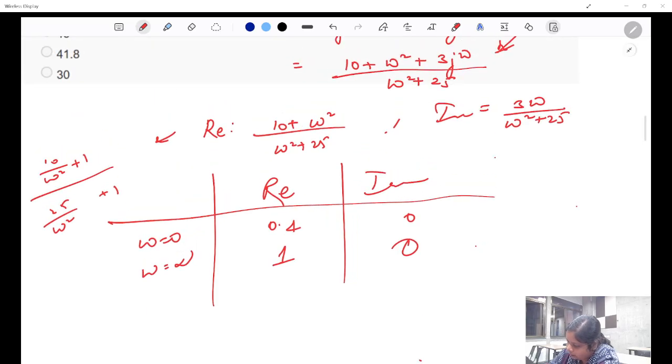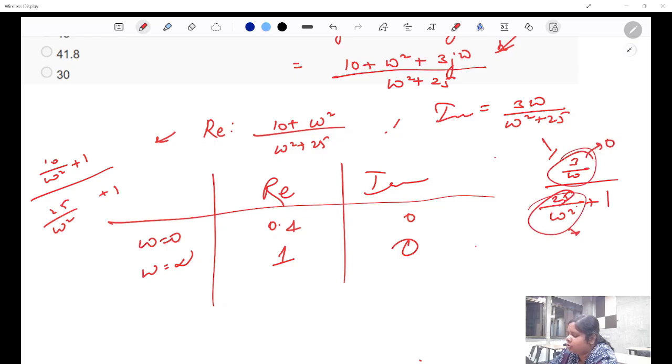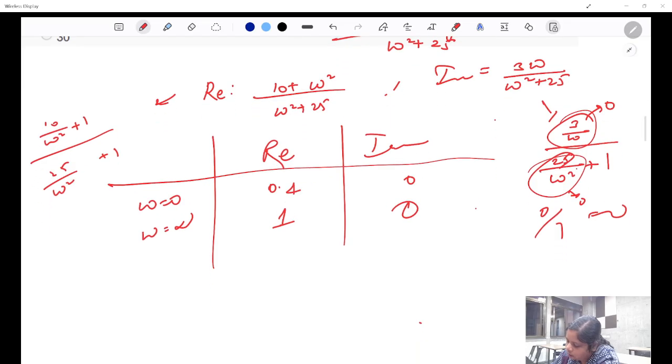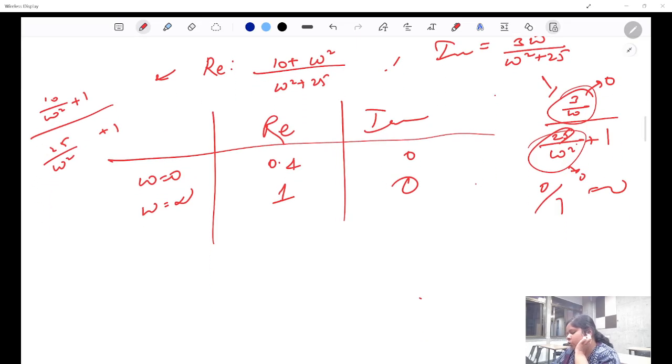Because again if you divide, it would be 3 upon omega, and 25 upon omega square plus 1. As omega tends to infinity, this also becomes 0 and this becomes 0. So it's 0 by 1, which is 0. So this is for omega equal to 0 and omega equal to infinity.